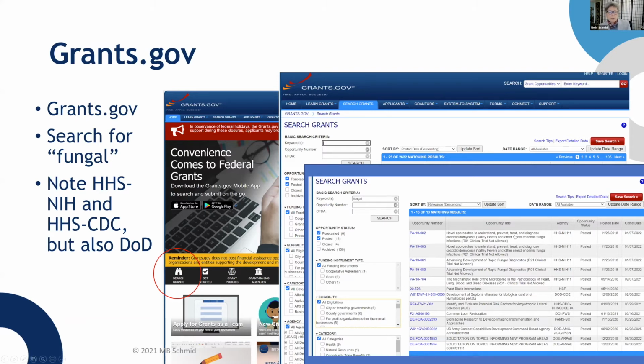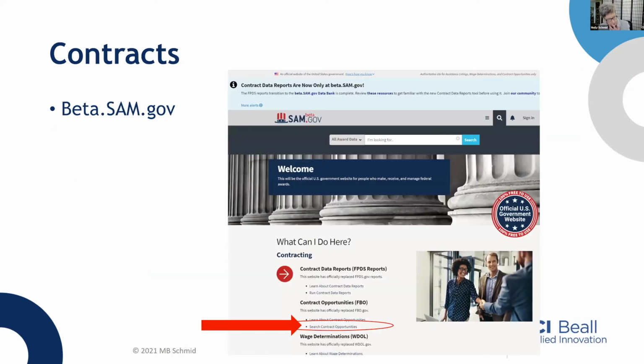that don't be limited as you might be in academia by NIH and NSF. DOD actually funds quite a bit of health-related funding. So trying to find solutions for, certainly for their warriors, but also for their veterans, who get diseases just like the rest of us. All right, so that was for grants, grants.gov.